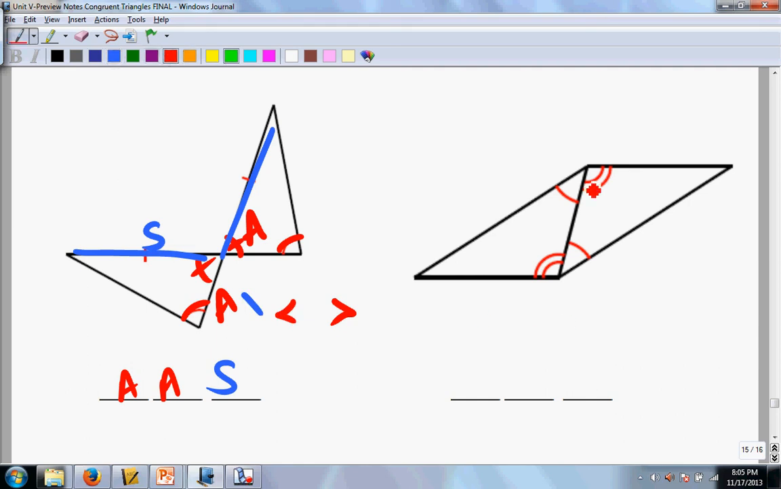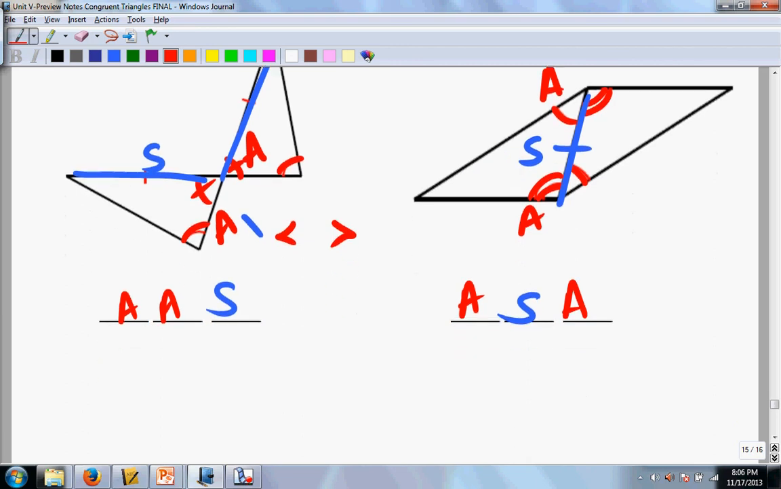This one here, we have a pair of angles. We have another pair of angles that are congruent, and then we have the side that's sandwiched between them. This is angle-side-angle. Angle-side-angle. Not the other.